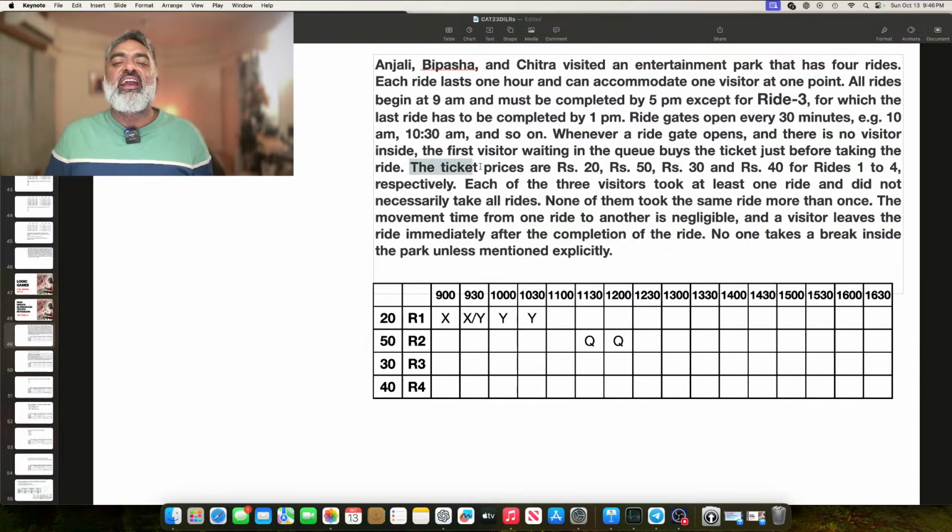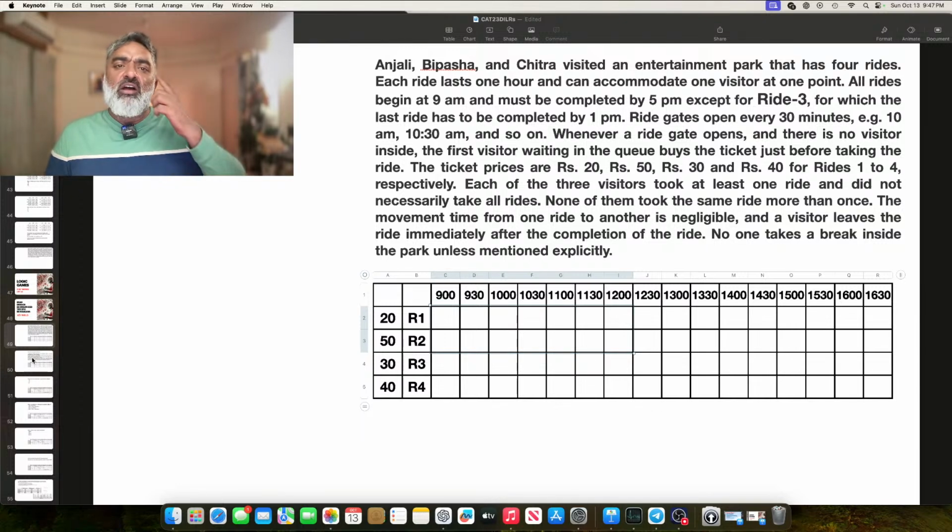Then it says the ticket prices are rupees 20, rupees 50, rupees 30, and rupees 40 for rides 1 to 4 respectively. Matched it also. Great. So I've written a 20 next to R1, a 50 next to R2, a 30 next to R3, and a 40 next to R4. Right? Now let me remove these characters and move further in the story.